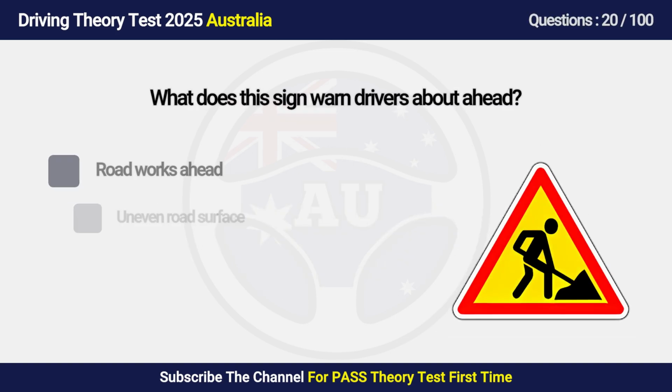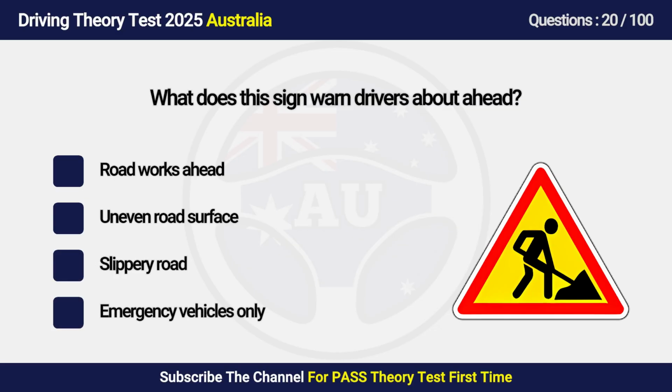Question 20. What does this sign warn drivers about ahead? A. Road works ahead. B. Uneven road surface. C. Slippery road. D. Emergency vehicles only.